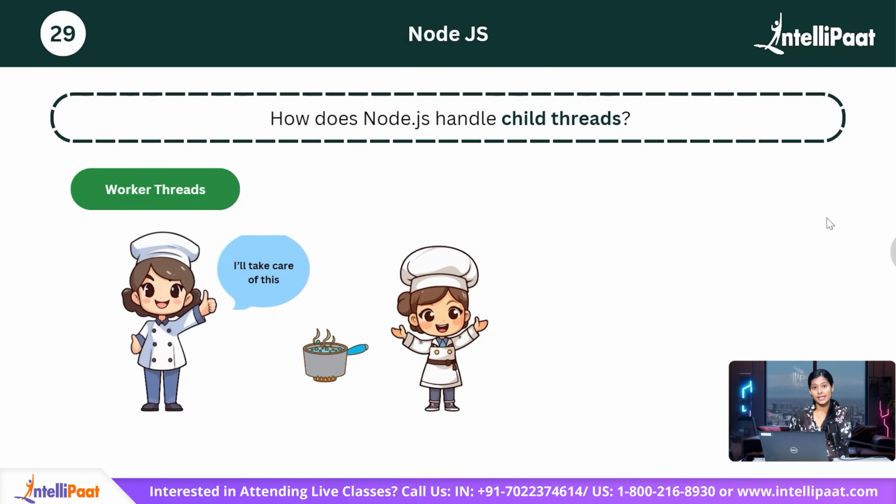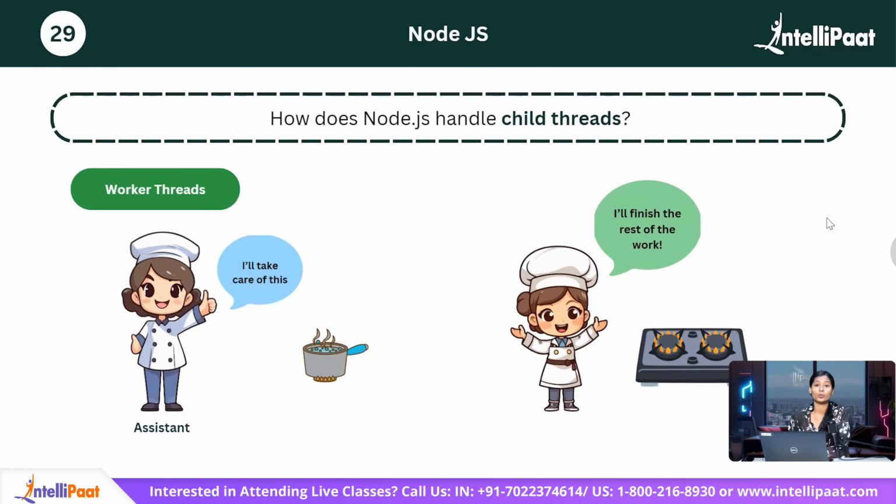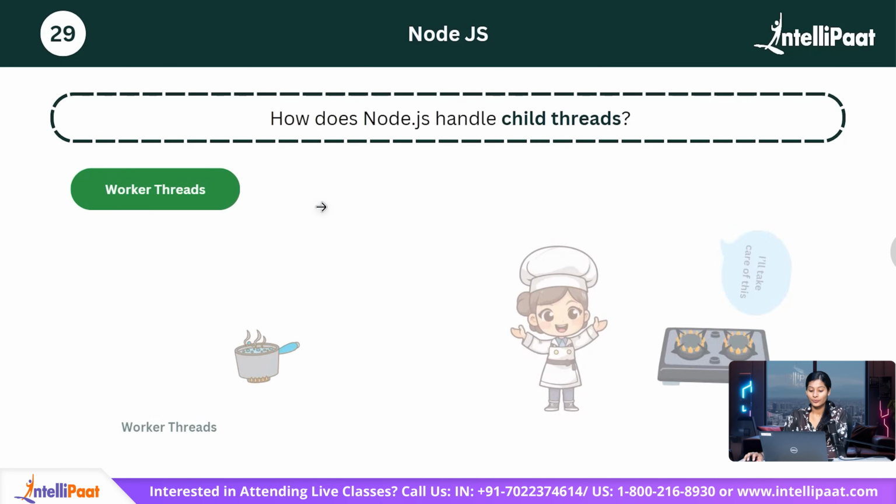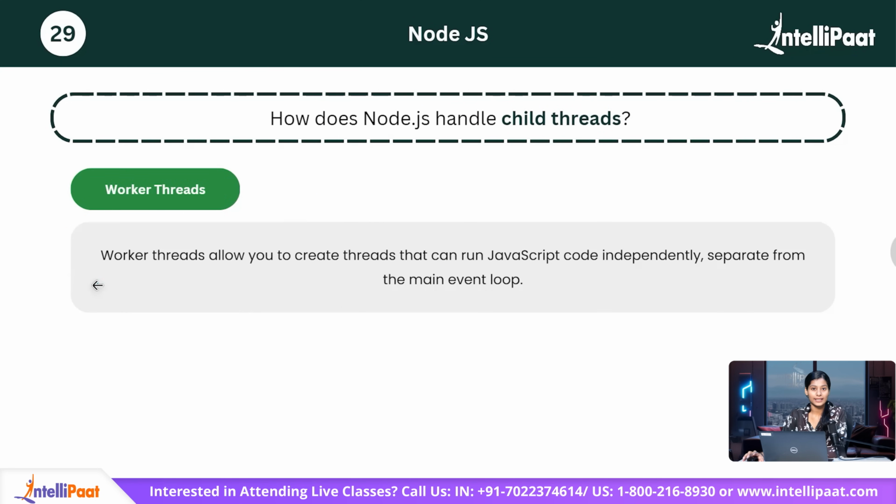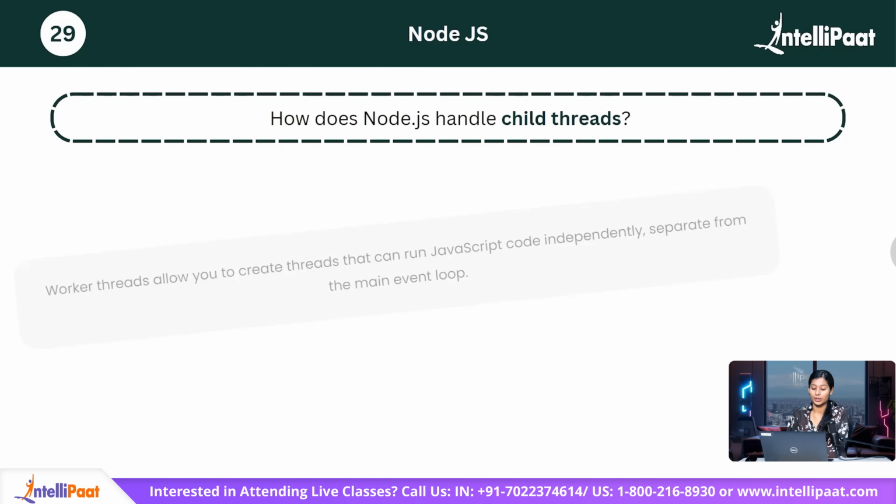Now, while your assistant is taking care of these tasks, you can move on and do the rest of the important tasks like cooking your main dish. And now this assistant is your worker thread in Node.js, who is taking care of the smaller activities that require your attention, but you need to focus on higher or more important things. So you make your assistant do it for you. That's worker threads. Moving on, if you look at the technical definition, worker threads allow you to create threads that can run JavaScript code independently, that is, separate from the main event loop.